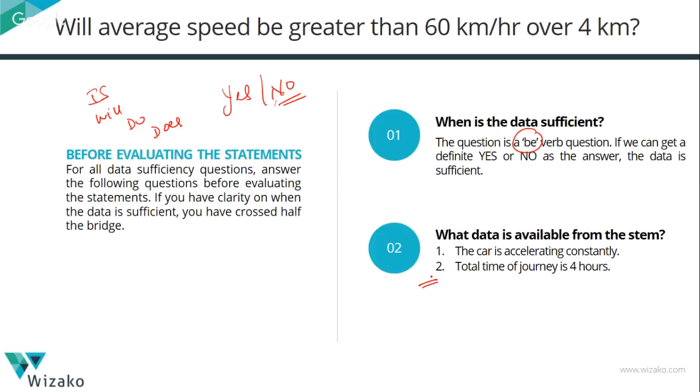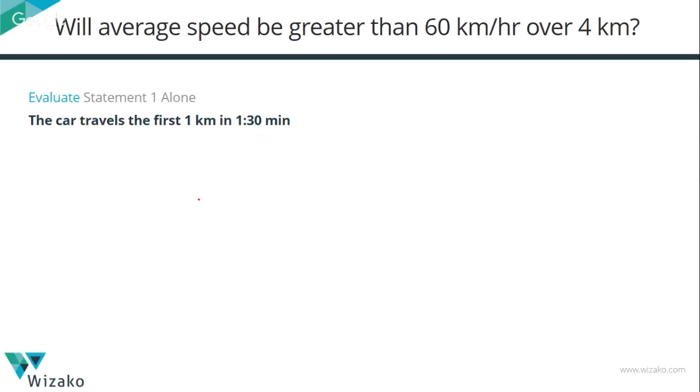What data points do we have from this question stem? It's constantly accelerating. That's the most important point in this. And the total journey is for 4 kilometers, not for 4 hours. It's a typo here. Okay. Let's start with the first statement. The car travels the first 1 kilometer in 1.5 minutes.